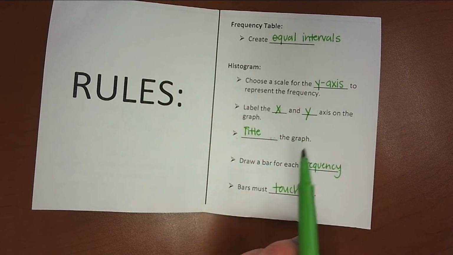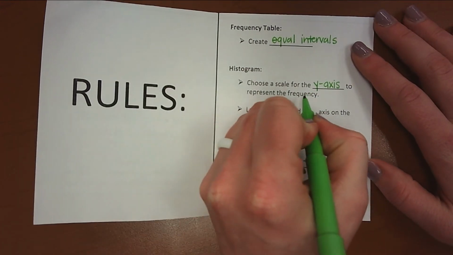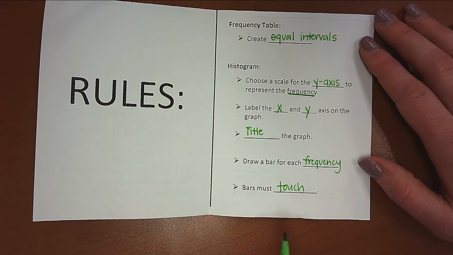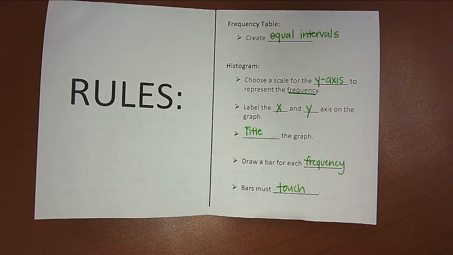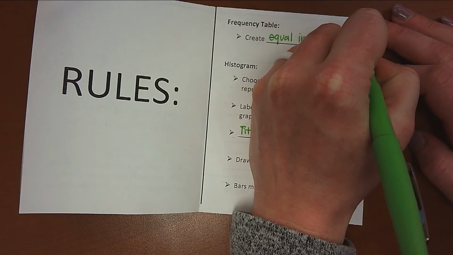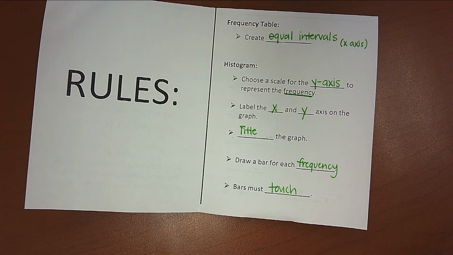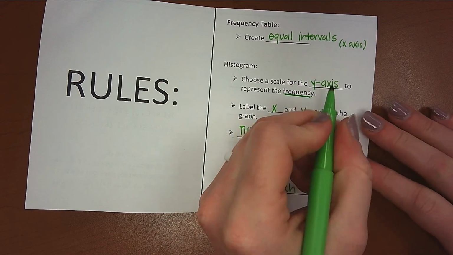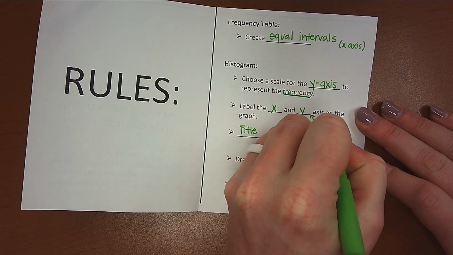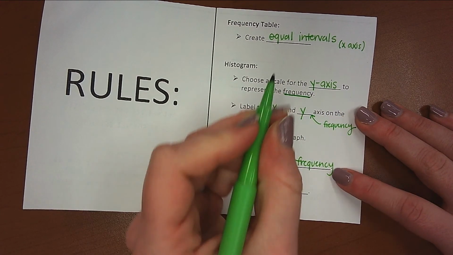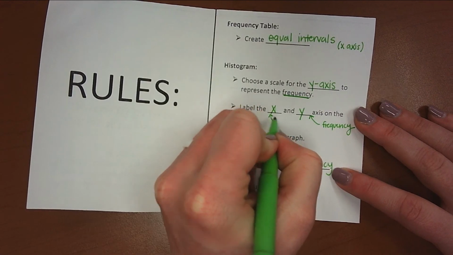So frequency on our histogram will always be on the y-axis. Frequency goes with the y-axis. Our intervals will be on the x-axis. Because we've created a table with equal intervals, those will go on our x-axis, so we'll have already determined a scale for those. We'll label the x and y-axis on the graph. Again, the y-axis will always be frequency. The x-axis will be whatever our intervals are.